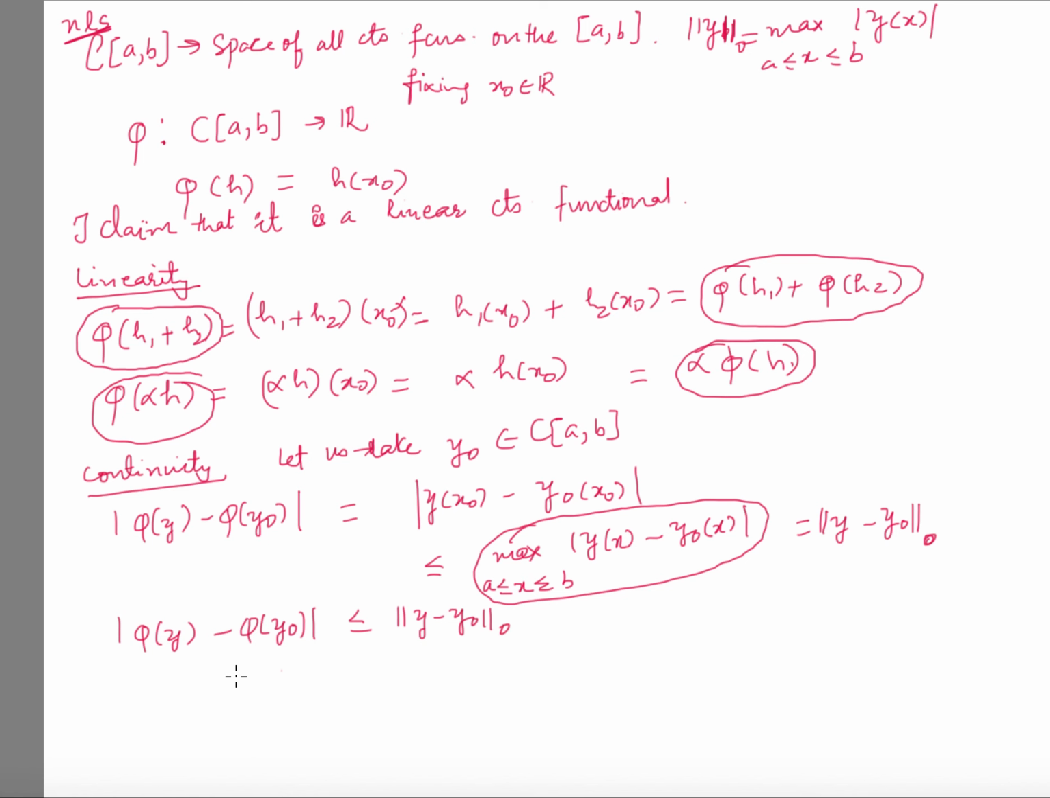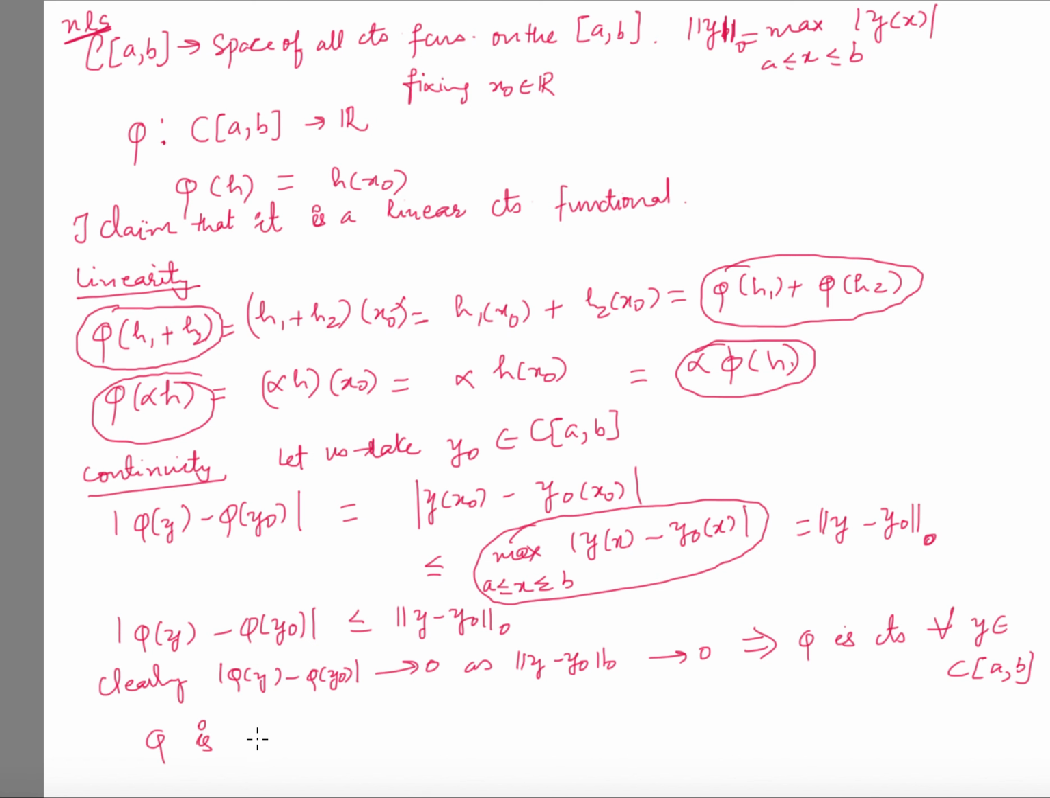Okay, so clearly this thing will go to 0 if this thing is going to 0. I have |phi of y minus phi of y naught| going to 0 as this norm goes to 0. So it means that when they are coming closer, these two numbers are coming closer. So it means that phi is continuous. I have taken any arbitrary y naught, so for all y in V. So this phi is a continuous linear functional. Okay, now let's move ahead towards our aim.